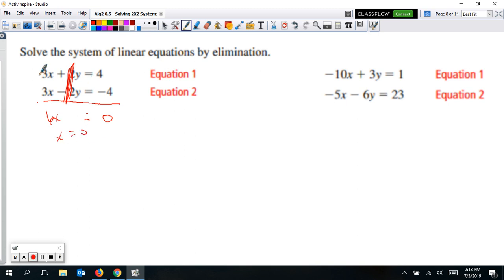So now we go back into one of these equations. It doesn't matter which one. We have equation 1 and equation 2. Let's just go from equation 1 here. So we'll say 3 times x is 3 times 0.